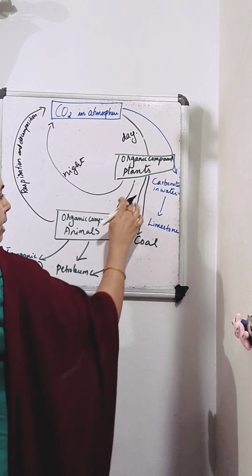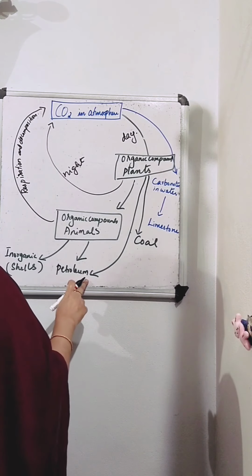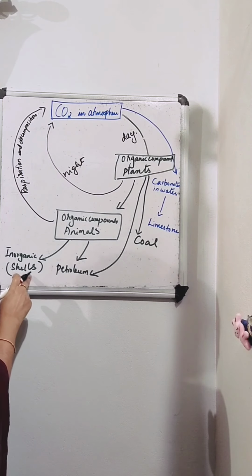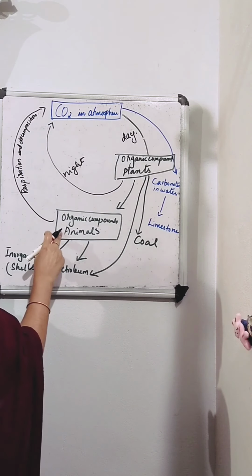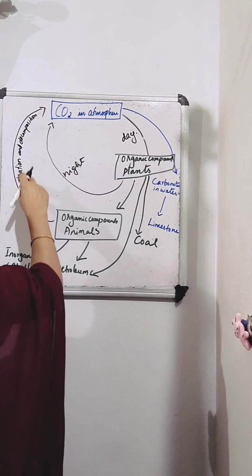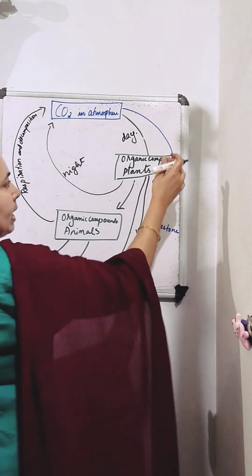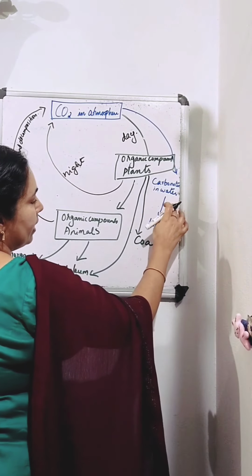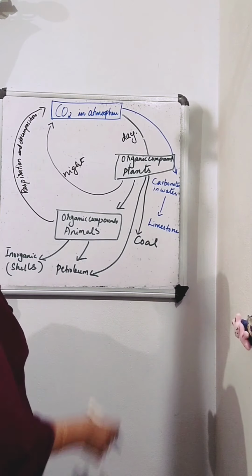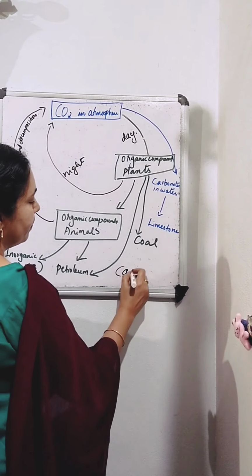Marine plants and animals, their dead and decayed bodies, make what? Petroleum also. Then some carbonates are used for making shells in the bodies of marine animals. And these animals also give out carbon dioxide through respiration and decomposition. Some carbonates are present in water, and are usually present as stones called limestone. So this is the diagram of the carbon cycle.